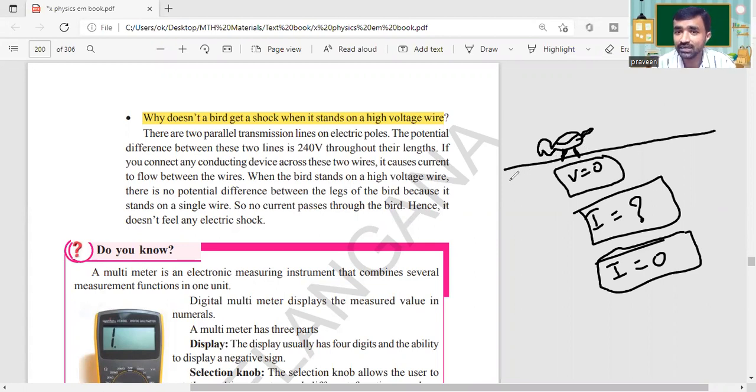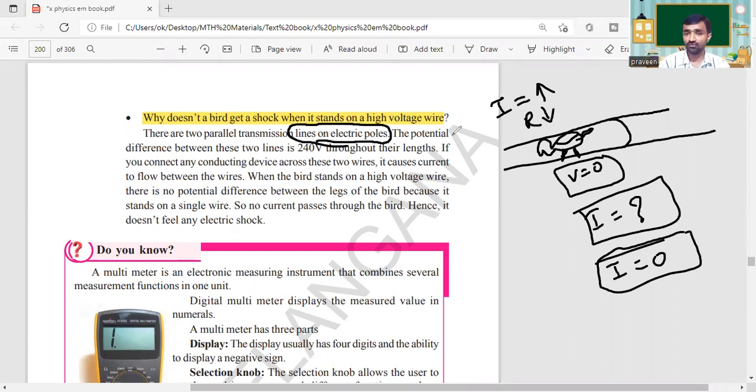If, unfortunately, it comes in contact with another wire of the pole, then what happens? A potential difference will be created between the legs of the bird if it is in contact with the two wires, right? One wire is said to be the phase and the other wire is said to be the neutral. So there is an energy gap, which allows the current through. Then automatically the I value increases and the R value decreases, and the bird gets shocked. So why is it not getting shocked? There is no potential difference between the legs of the bird on one wire, so it is sitting on one wire. That is the reason.